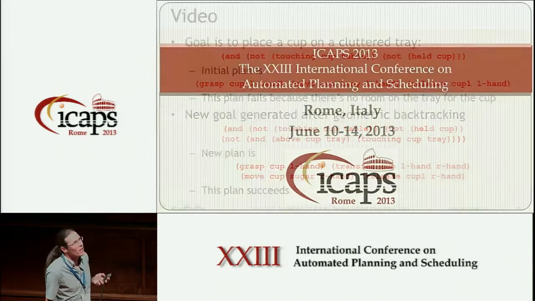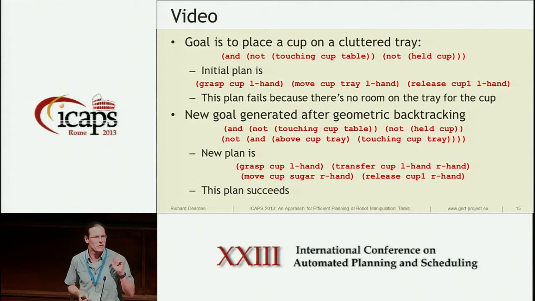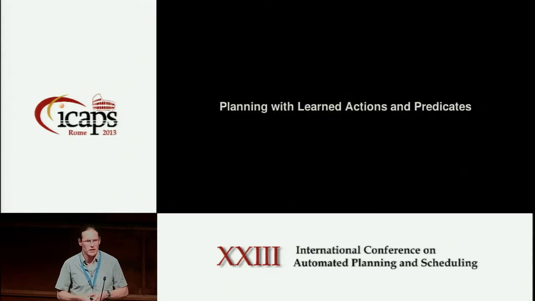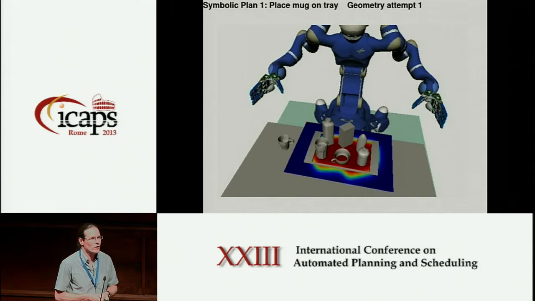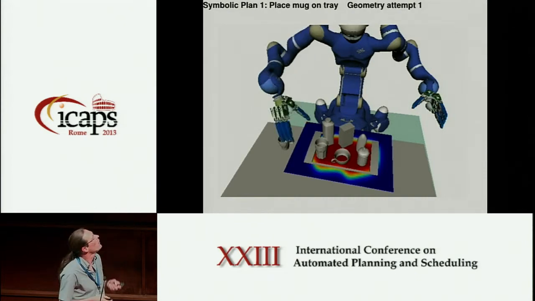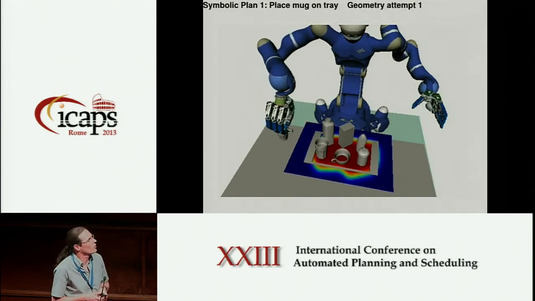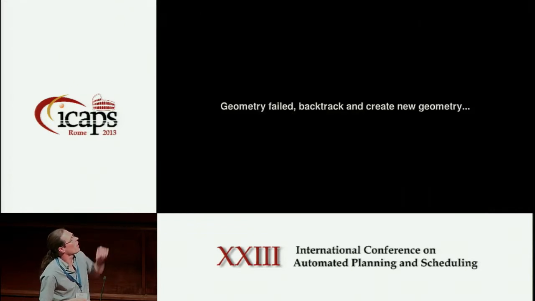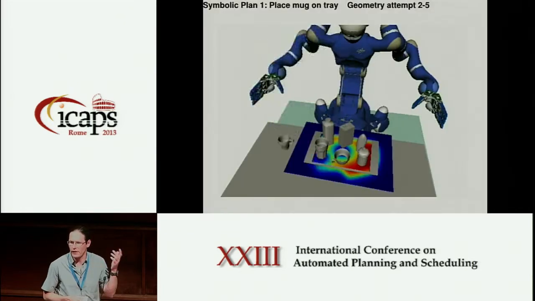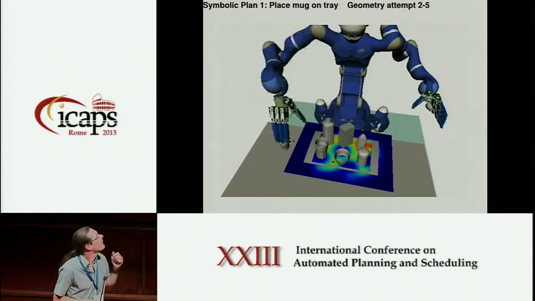Okay, so I have a little video coming up, but before we start the video, I'll just explain what you're going to see. In this case, we've got a tray that's very cluttered already. It's got lots of objects already. And the goal is to remove this additional cup that he's picking up now and put it on the tray. And the colors you can see are the probability distribution over where the cup could be.